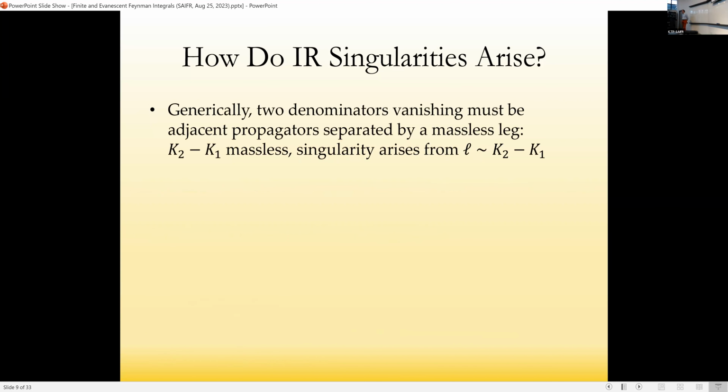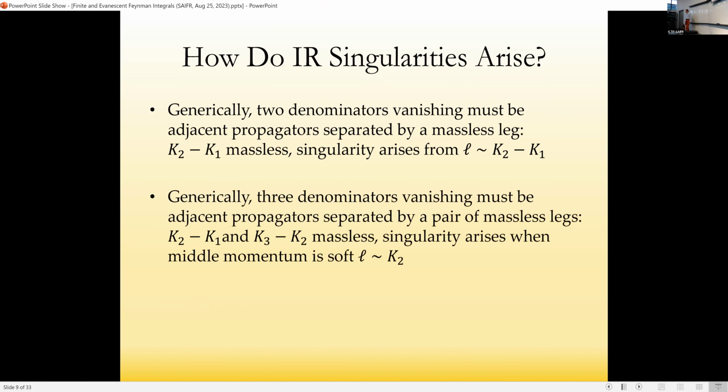And generically, that happens when you have two adjacent propagators that are separated by a massless leg. That's how you get two denominators vanishing. So in the notation of the previous slide, the difference of the two sums of momenta in those propagators has to be massless. And the singularity arises from the region of integration where the loop momentum is collinear with that massless external leg.